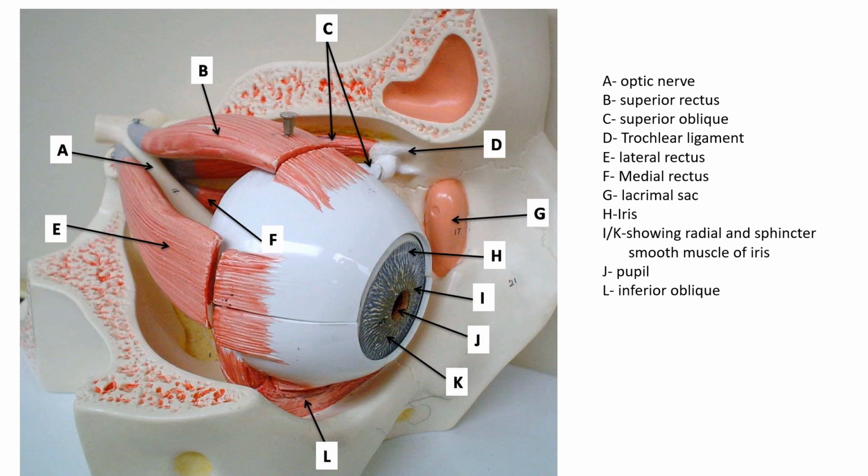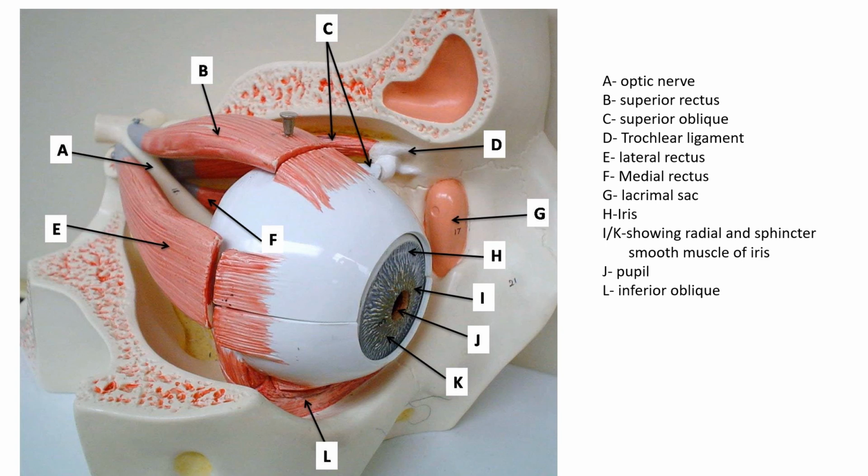Letter H is showing you the iris. Letters I and K are pointing to the two different kinds of smooth muscle that comprise the iris. There's a radial muscle that radiates out like the spokes of a bike, and then we have sphincter muscles. Those two types of smooth muscle would control the diameter of the pupil, shown here, this hole.